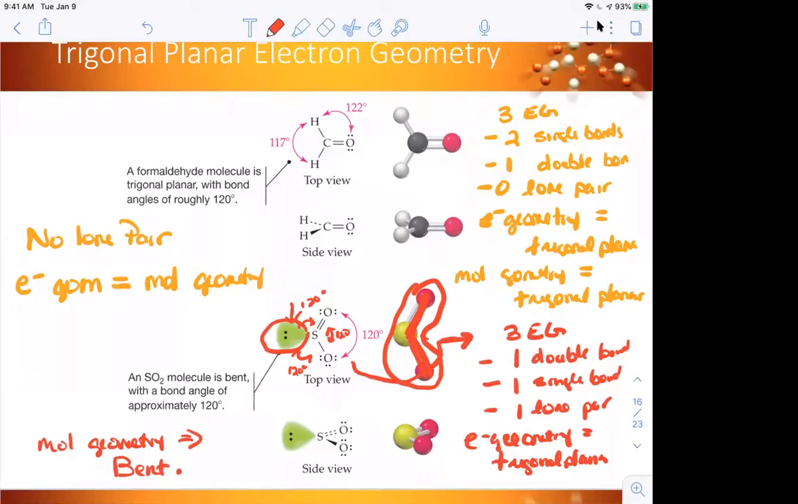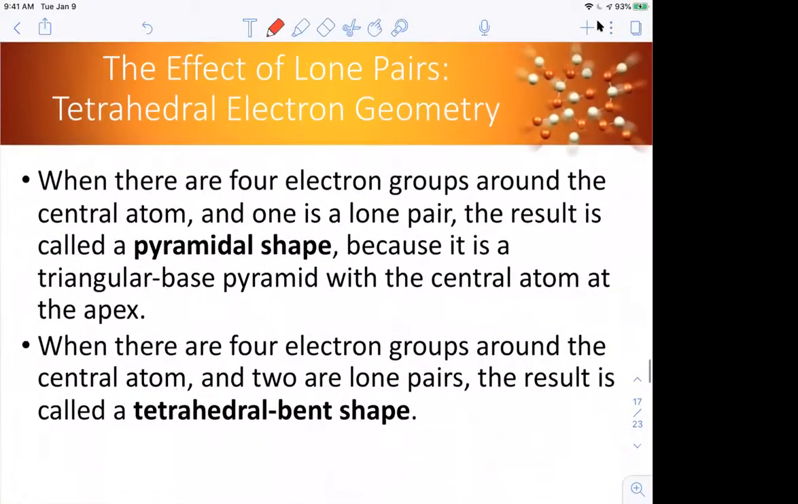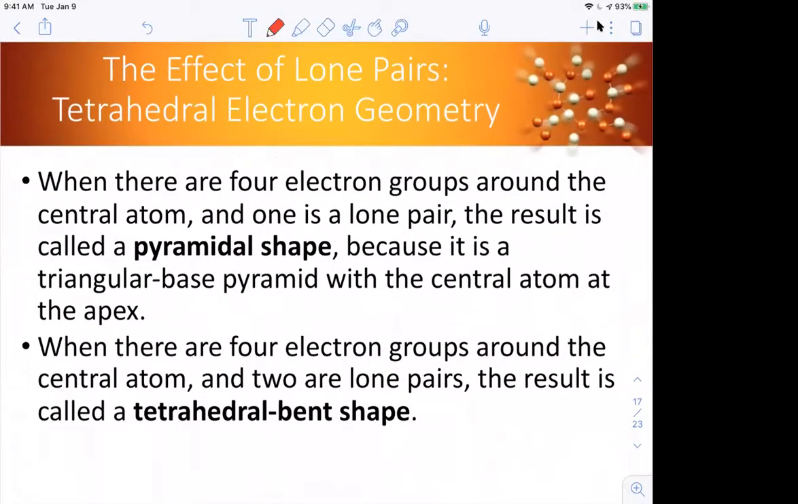So hopefully this brings back memories from when you did this in your prerequisite class. The other shapes that we're going to talk about are when there are 4 electron groups and one or more is a lone pair. I have a pyramidal shape, or a trigonal pyramidal shape, because this type of situation forms a triangular base pyramid. And then when I have 4 electron groups and 2 are lone pair, so this is 1 lone pair, I get that trigonal pyramidal shape. Here I get this bent shape.